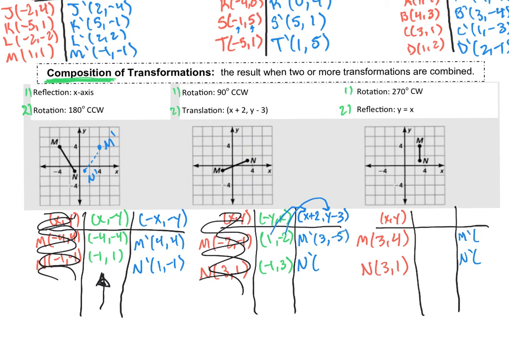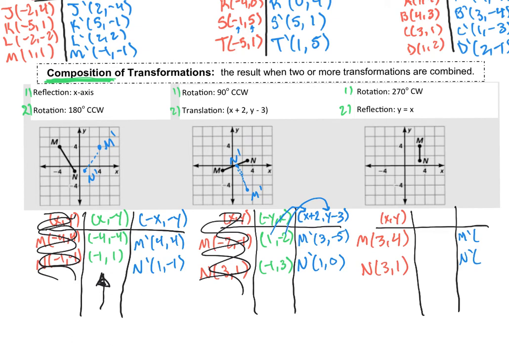Do the same thing for the next point to get N prime. -1 + 2 will be 1. And 3 - 3 would be 0. So there's that point. I'm going to go ahead and graph this now. And there's our image, M prime, N prime, right? We're dealing with line segments here, right? Segment M prime, N prime. Cool. That's our second one. So let's look at the last one here.